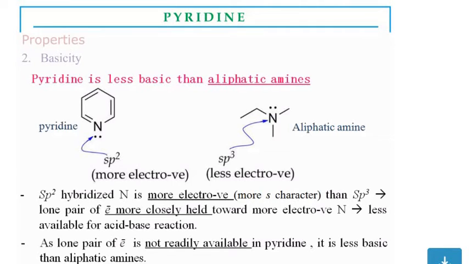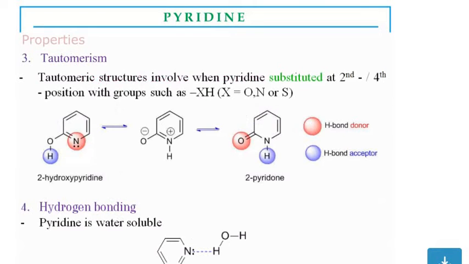Look at here, pyridine is less basic than aliphatic amines. You can see the pyridine and aliphatic amine. sp2 hybridized nitrogen is more electronegative, with more s character than sp3. So the lone pair of electrons is more closely held by the more electronegative nitrogen and less available for acid-base reaction. So as the lone pair of electrons is not readily available in pyridine, it is less basic than aliphatic amine.